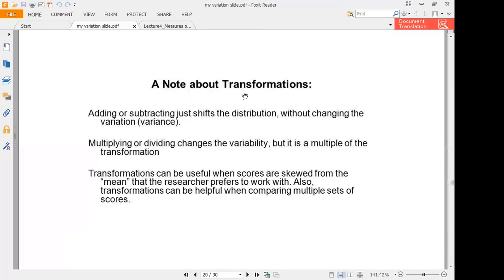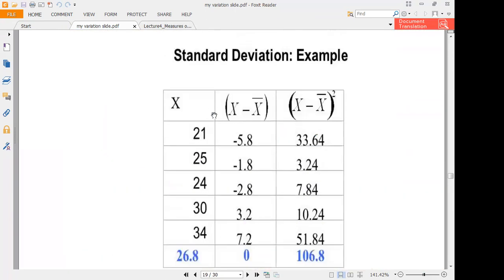Now let's talk about transformation, because a question will actually ask you something on this. Transformation is when you have a data set and you are transforming it into another data set. For example, the data set we have here, which is 21, 25, 24, 30, 34. You can decide to transform them by addition, subtraction, multiplication, or division. You can transform them using any method you like.